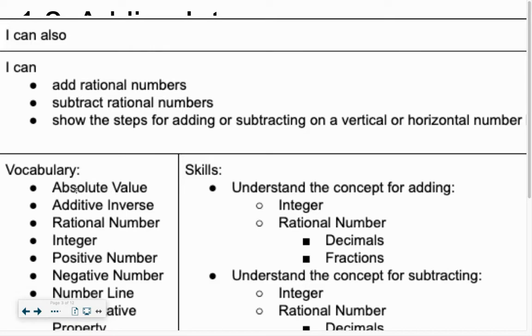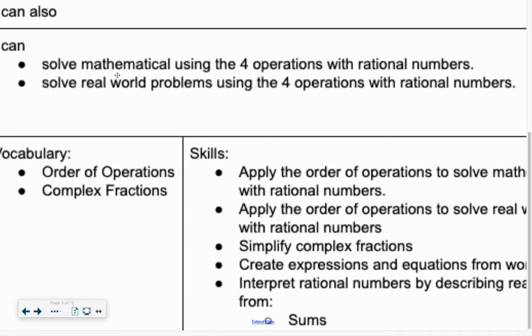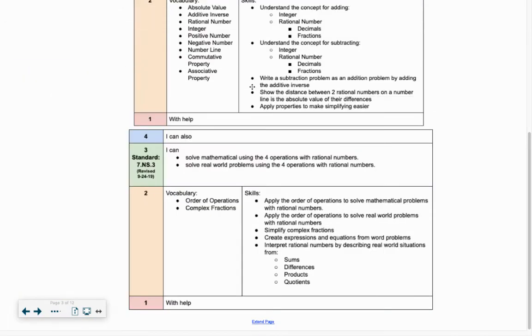We talked about absolute value. Today, we're going to knock off a few of these other vocab words, and also our skill down here with our word problems, where we solve mathematical problems using the four operations with rational numbers and solve real-world problems. Let's take a look at that as we look at our vocab.